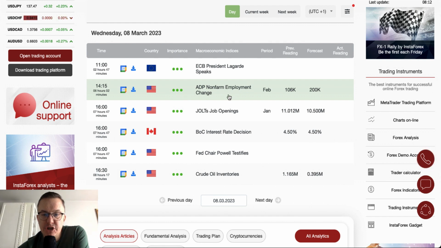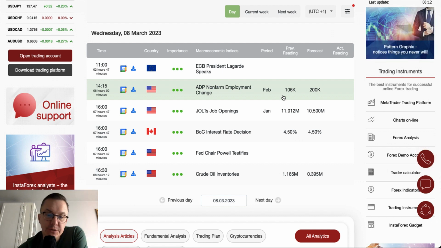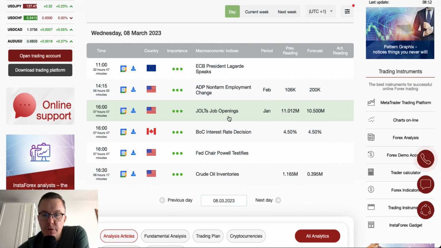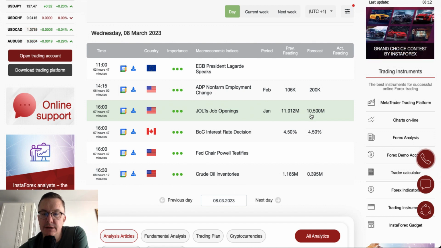ADP non-farm employment change is scheduled for 2 p.m., and the market participants expect a huge increase here, from 106,000 to 200,000 employment change. Job openings are scheduled for release at 4 p.m. There's an expectation of a decrease here, from 11 million to 10.5 million.